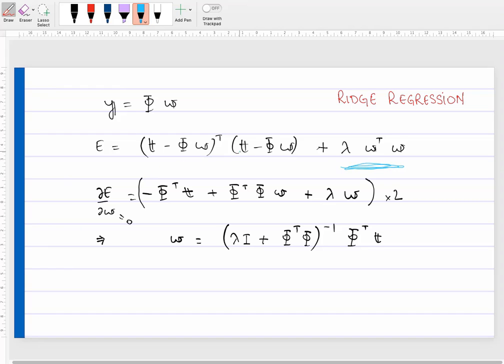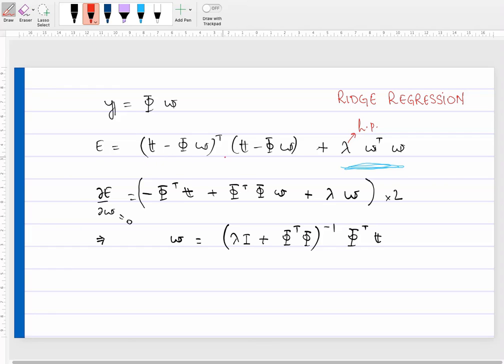See, it is the same error function here, but I have added an extra term, which is W transpose W. So I'm not only minimizing the squared error, the least square error, but I'm also minimizing the values of W. It is minimizing W squared, each W squared, for each W. And lambda is some controllable parameter. This is a hyperparameter which is in my control.